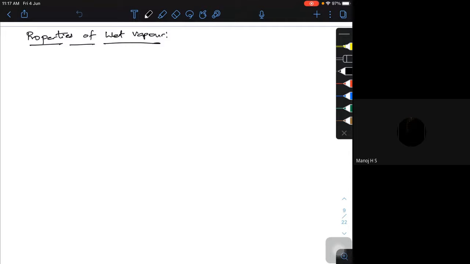Good morning. We were discussing the properties of pure substances. So that's the topic for this session. Today we'll look at how we can find the properties for a wet vapor. Suppose, for example, we have the total volume of any wet vapor.